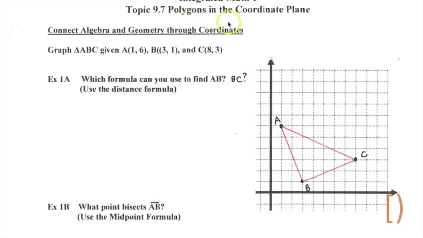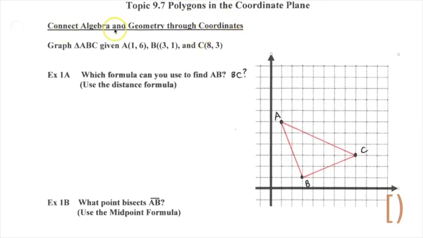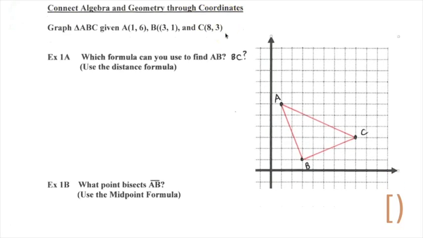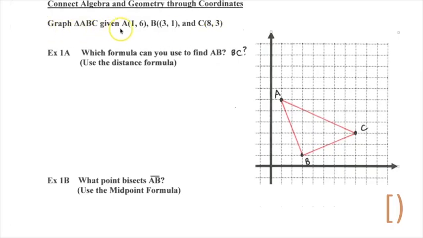In this lesson, we're going to talk about polygons and the coordinate plane. Essentially, we're going to connect algebra and geometry through coordinates. We're just going to look at examples. The first one: graph triangle ABC given A is (1, 6), B is (3, 1), and C is (8, 3).